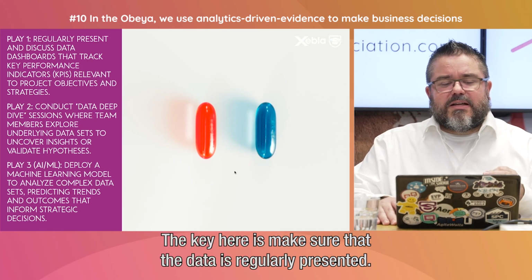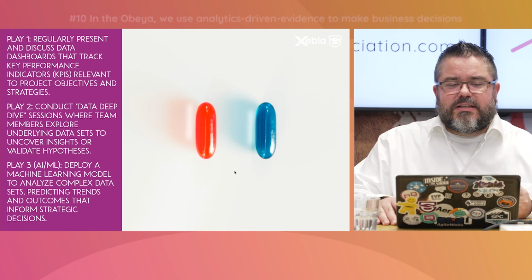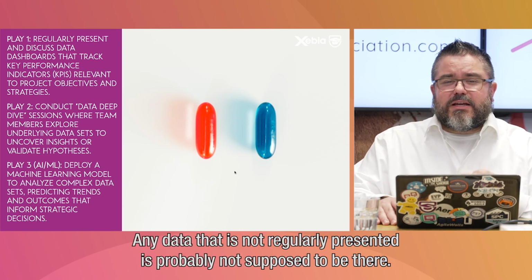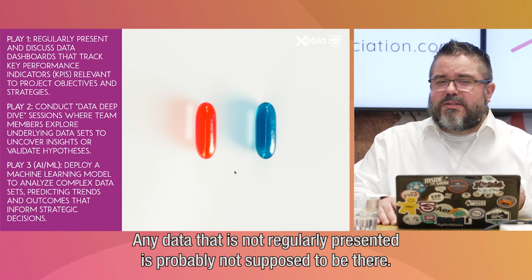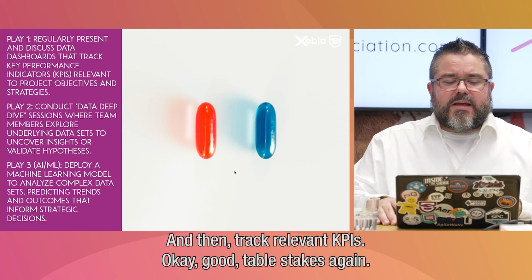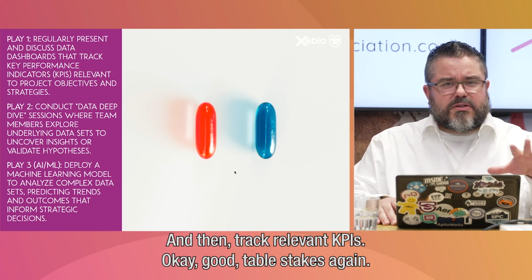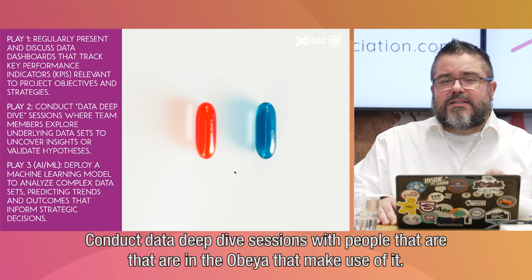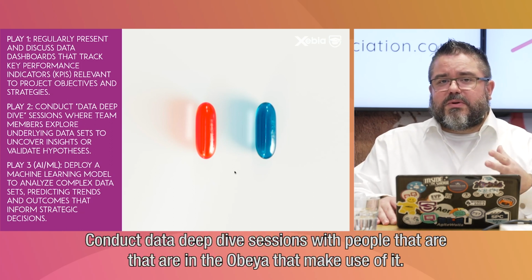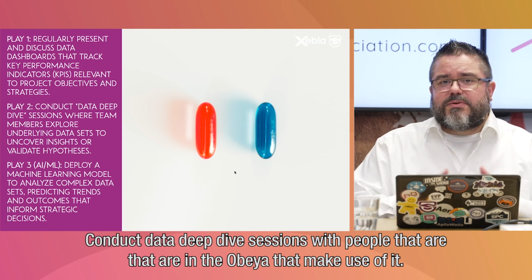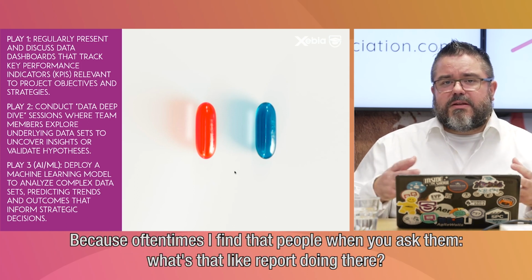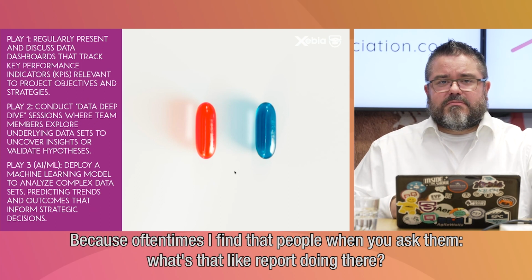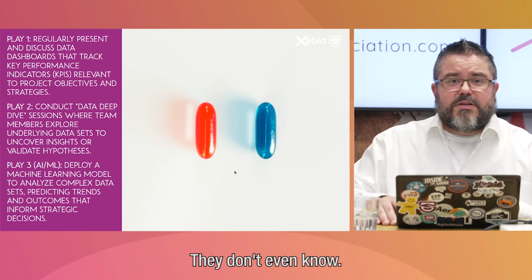The key here is make sure that the data is regularly presented. Any data that is not regularly presented is probably not supposed to be there. And then track relevant KPIs. Okay, good. Table stakes again. Play number 2. Conduct data deep dive sessions with people that are in the Obeya that make use of it. Because oftentimes I find that people, when you ask them what's that report doing there, they don't even know.